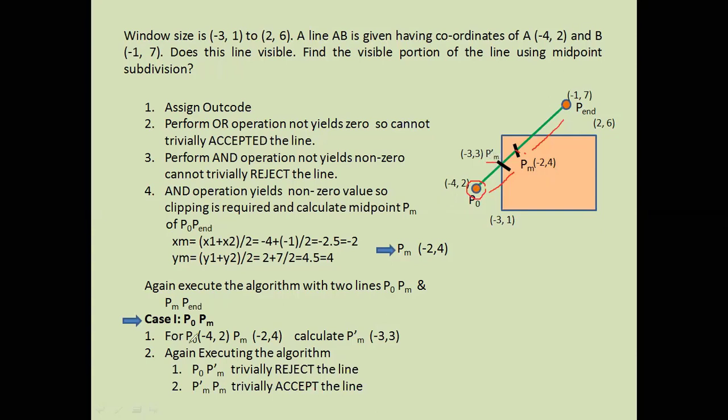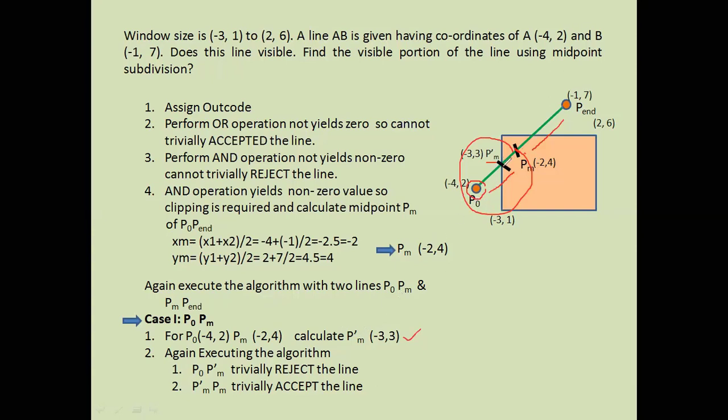So for P0 (-4, 2) and PM, that is (-2, 4), we calculate PM dash. I'm not writing the formula now, simply adding this value divided by 2, adding this value divided by 2, you will get -3 and -3. So again executing the algorithm, I'm taking this part only right now, now again executing the algorithm for P0 to PM dash.